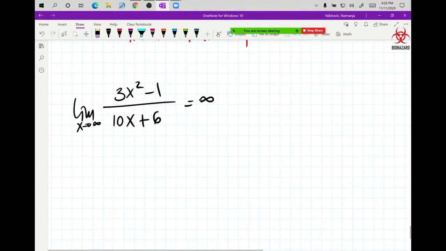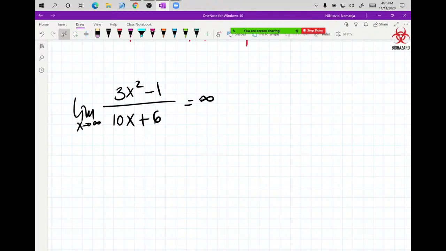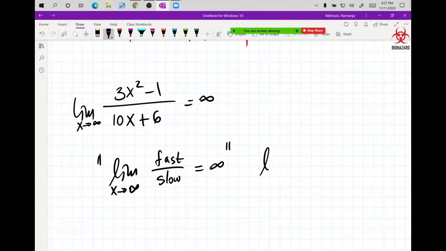So in some sense, we can generalize this and say that now, this is not a proper mathematical notation. This is our street talk, okay? You can say that the limit as x goes to infinity must be infinity here. Doesn't work for 2. When the limit as x goes to infinity and you have fast over slow, and we'll see what that means, the answer is infinity. And if you have the limit of slow over fast, the answer is 0.